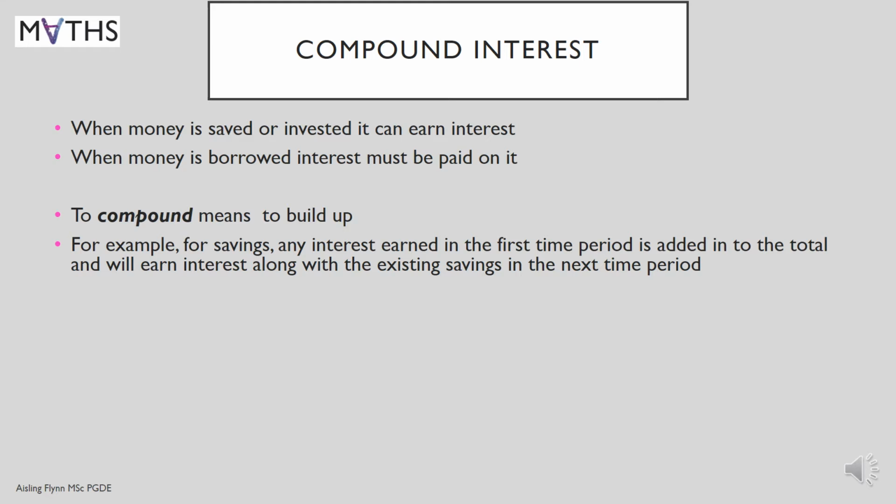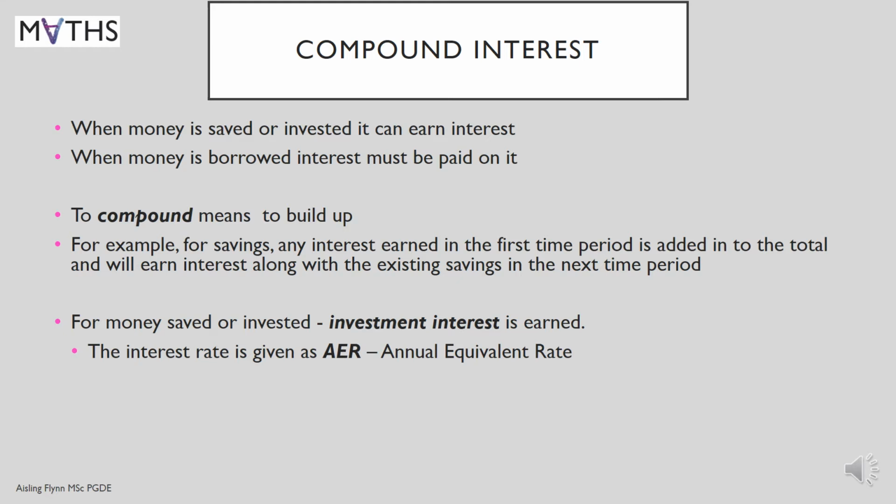For example, for savings, any interest earned in the first time period is added into the total and will earn interest along with the existing savings in the next time period, so the amount gets larger and larger. For money saved or invested, interest is earned. This interest rate is given as AER, annual equivalent rate. So you'll be told your investment will earn interest at an AER of 4%, for example, and the percentage is given for the year.